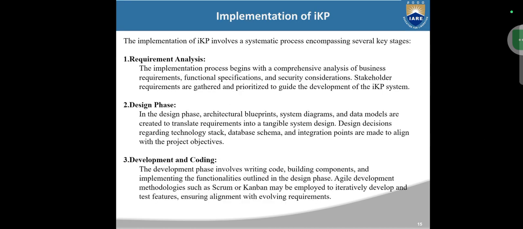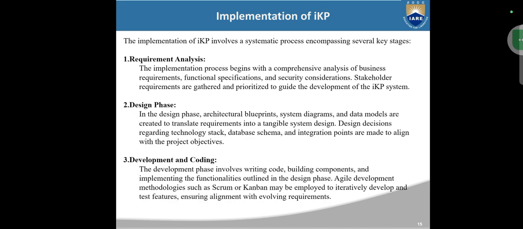Implementation of iKP. The implementation involves a systematic process encompassing several key stages. Step 1, Requirement Analysis. The implementation process begins with a comprehensive analysis of business requirements, functional specifications, and security considerations. Step 2, Design Phase. In the design phase, architects create blueprints, system diagrams, and data models to translate requirements into a tangible system design.